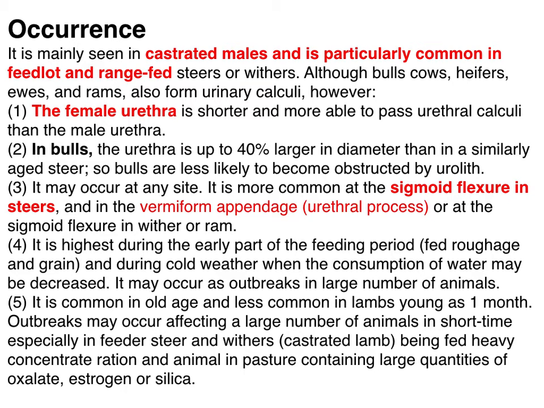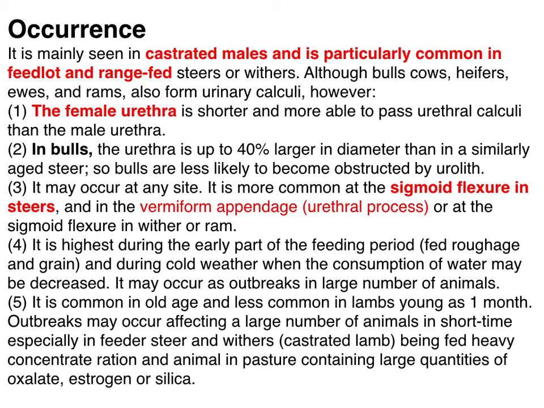The clinical occurrence: it is mainly seen in castrated males and is particularly common in feedlot and range-fed steers. The female urethra is shorter and more able to pass urethral calculi than the male urethra. In bulls, the urethra is up to 40% larger in diameter than in similarly aged steers, so bulls are less likely to become obstructed by urolithiasis.